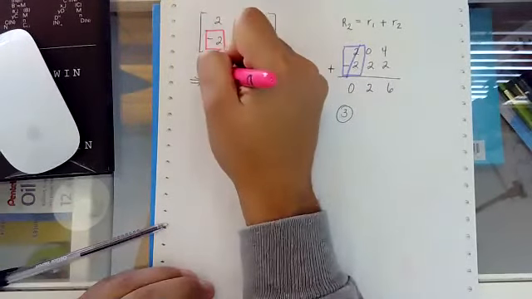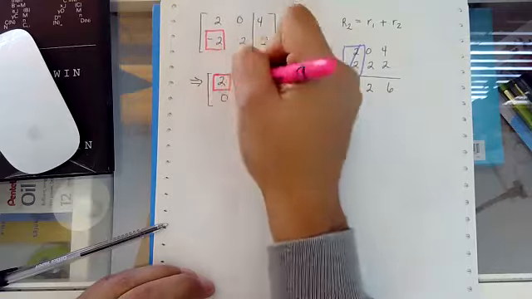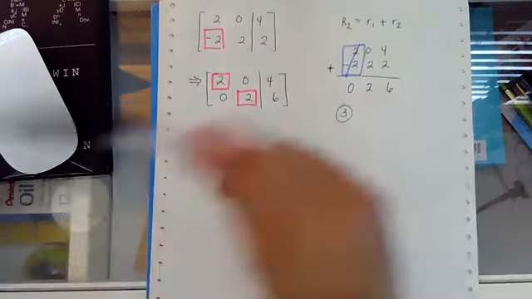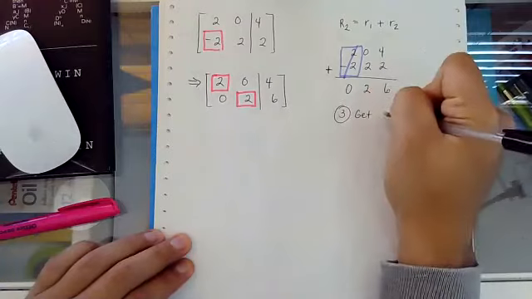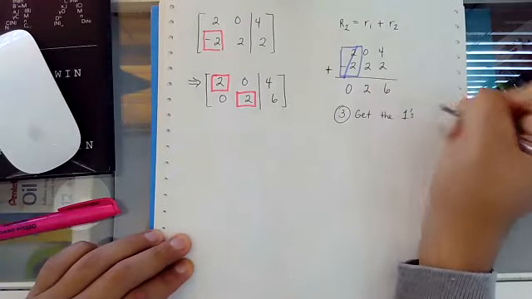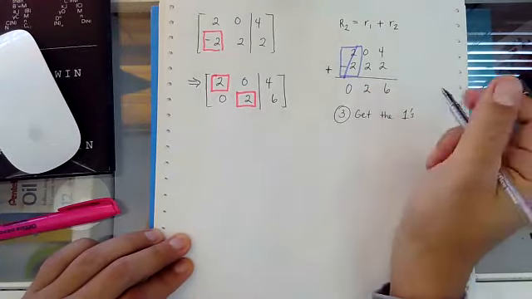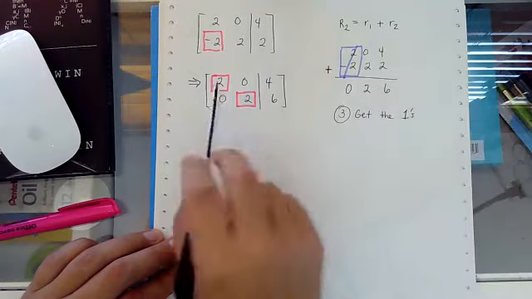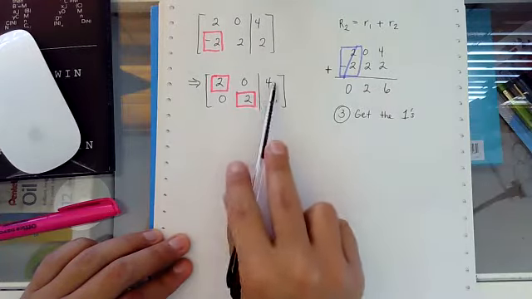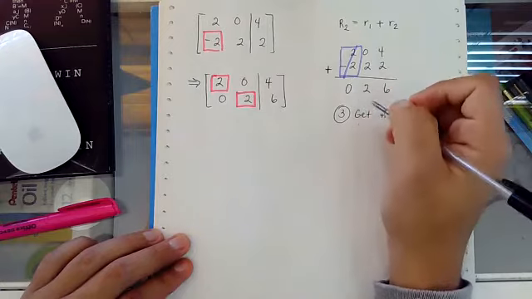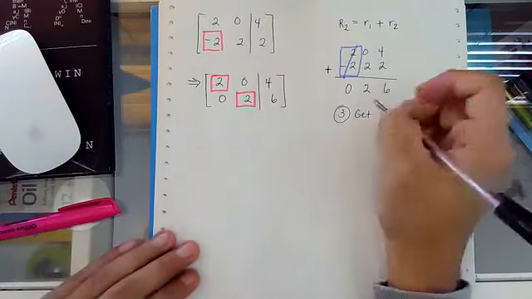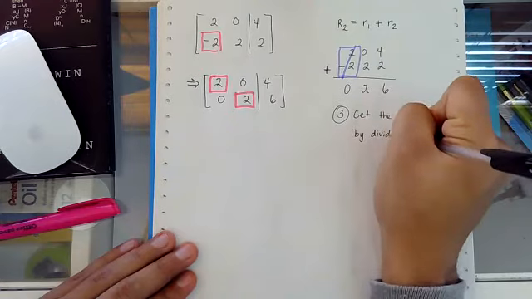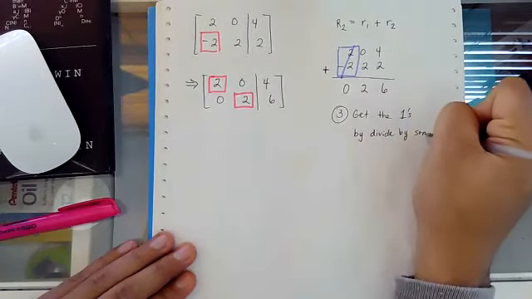I don't know what I should use here. Use this position and this position. We want those to be 1s. So we can get the 1s. And the easiest way to do that is by just taking this row and dividing it by a number. Or multiplying by a fraction, but I think that everybody is going to want to divide by some number.